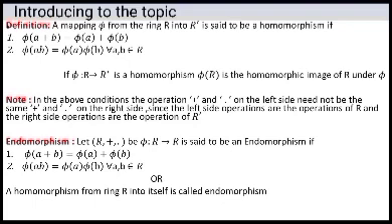Endomorphism. Let R, plus and dot, be a ring. Phi from R to R is said to be an endomorphism if first condition, phi of A plus B is equal to phi of A plus phi of B. The second condition, phi of AB is equal to phi of A into phi of B for all A comma B belongs to R. Endomorphism is nothing but taking the mapping from R to R. A homomorphism from R into itself is called an endomorphism.